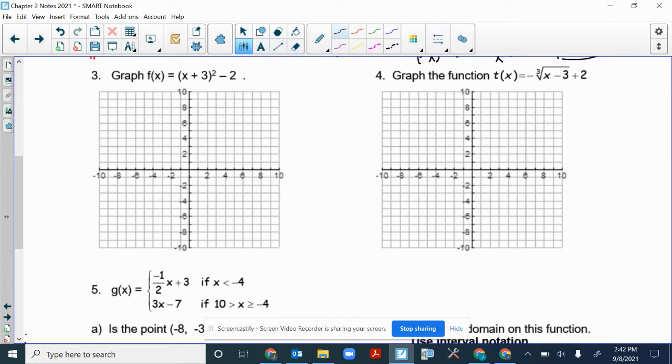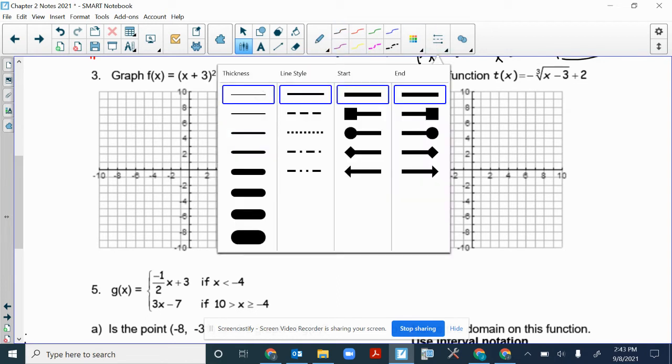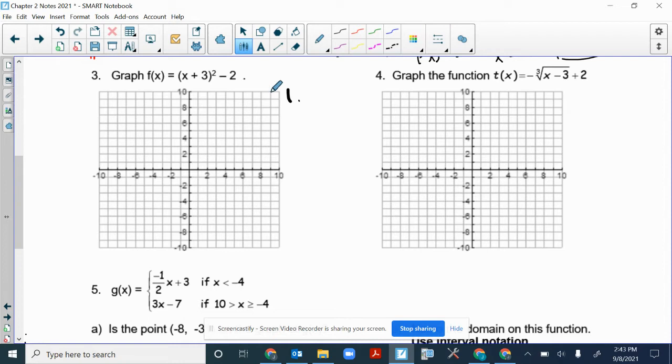For the Chapter 2 review. Alright, so for 3 and 4, there are very similar questions. They're asking us to graph, and there are some transformations that have happened. So I always like to start on the side, just listing out the first thing, my parent function. So my parent function is x squared.